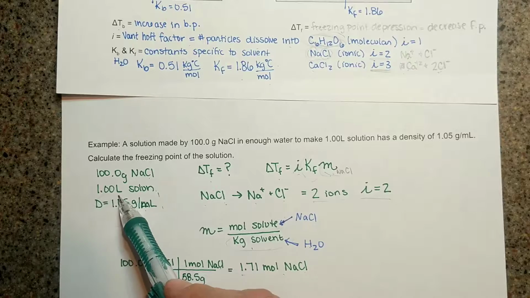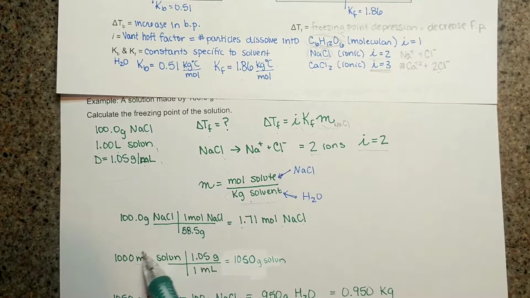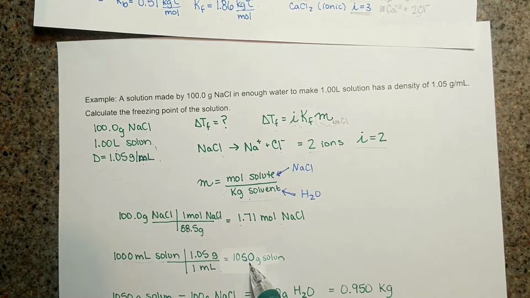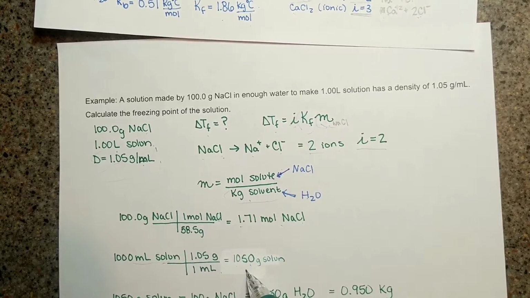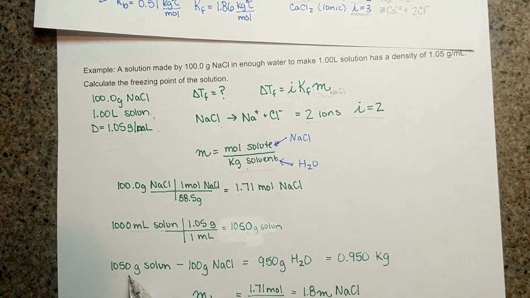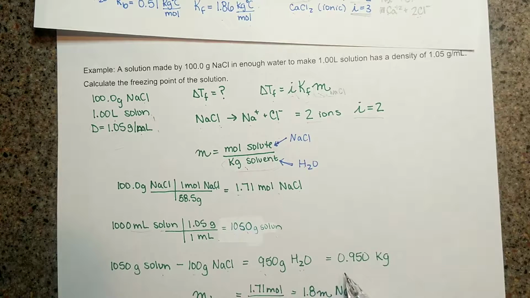So I know that 1 liter of solution is equal to 1,000 milliliters. For my 1,000 milliliters of solution, I can use the density to figure out my total number of grams of my solution. So I have 1,050 grams of my solution. If I have 1,050 grams of solution, and 100 of those grams were my sodium chloride, that means that the other 950 grams had to come from my water. Looking at molality, I need this to be in kilograms, so converting 950 grams to kilograms, I get 0.95 kilograms.